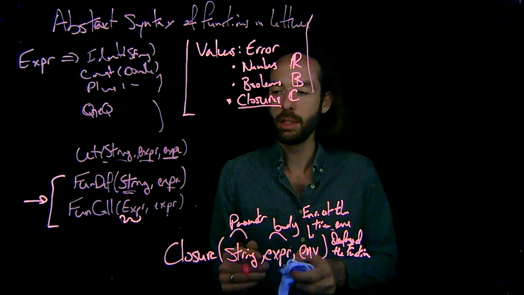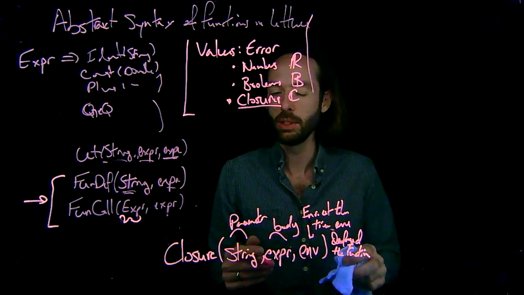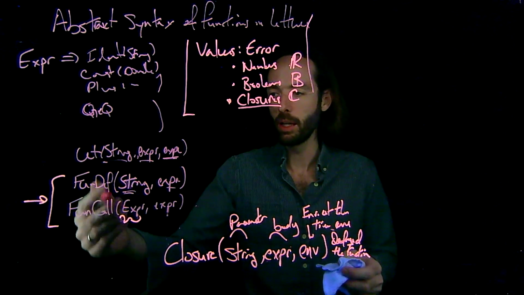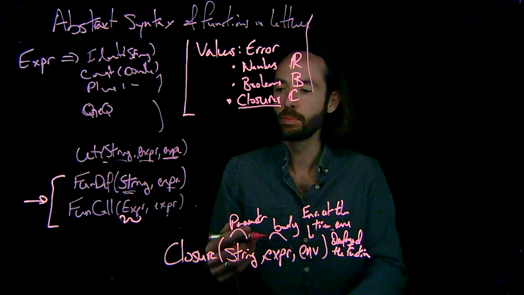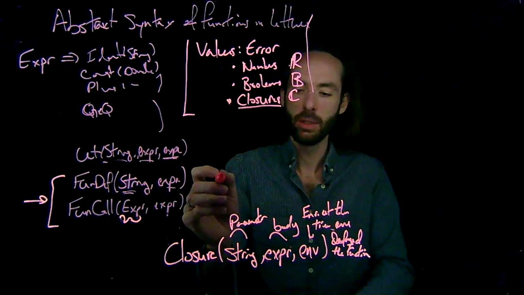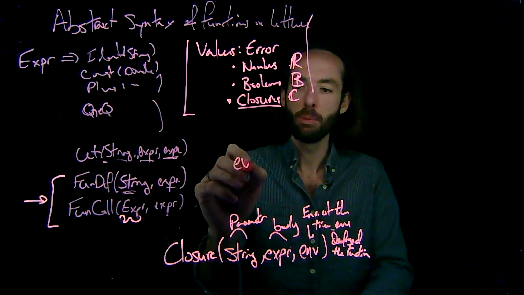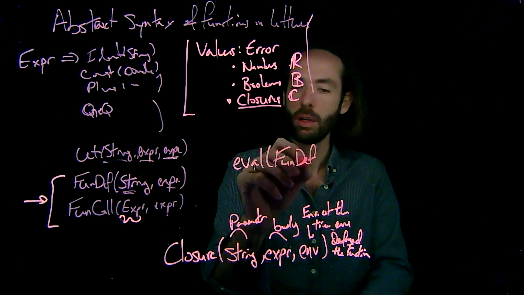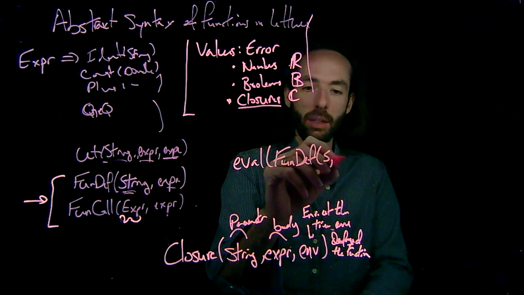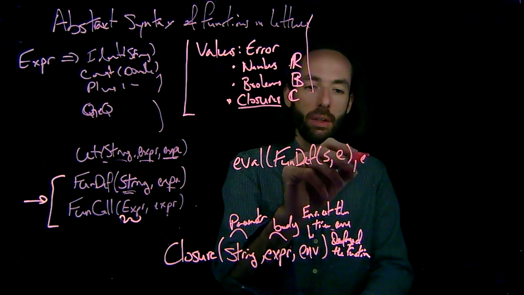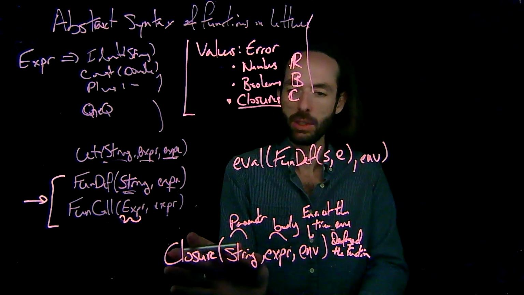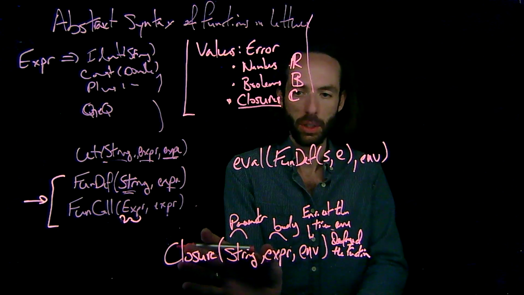So now let's look at the semantics, right? This is when we want to actually say, if I have my eval function and I look at a big Lattice program and I come across a fundef, what do I do? So we're going to do an eval of what happens when I see fundef on some string s and an expression e under some environment. What do I want to return there? Well, I just said what we really want to do is return this closure.